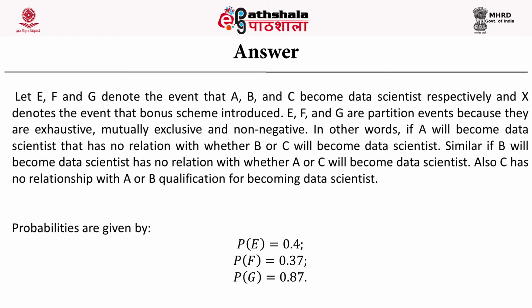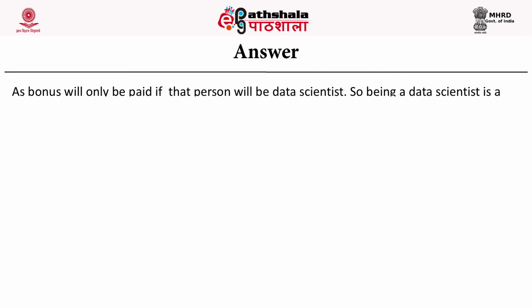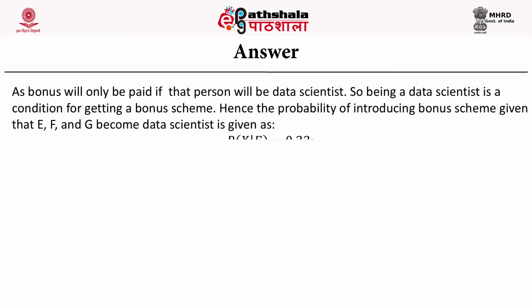So the probabilities are given as probability of E is equal to 0.4, probability of F is equal to 0.37 and probability of G is equal to 0.87. As the bonus will only be paid if the person is a data scientist, being a data scientist is a condition for getting a bonus scheme. Hence the probability of introducing the bonus scheme given that E, F and G become data scientists is: probability of X given E is 0.33, probability of X given F is 0.7, and probability of X given G is 0.57.